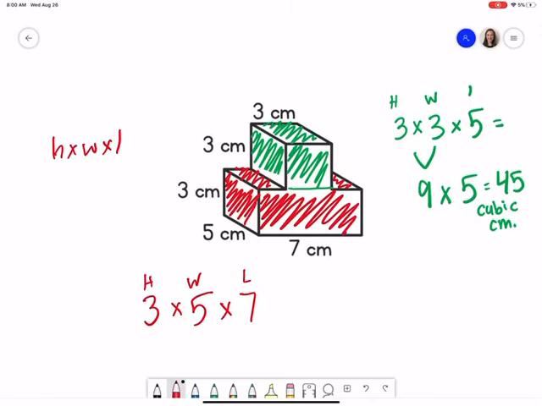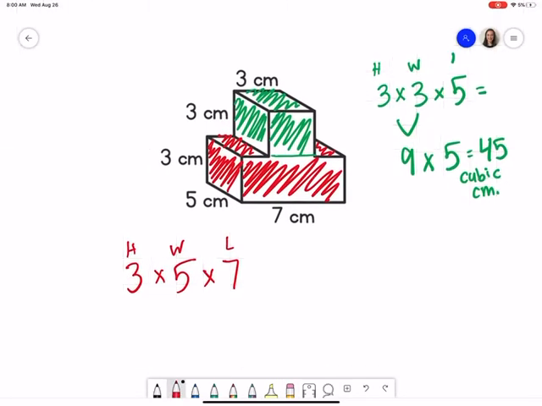So because of what we know about multiplication, it could go height times width times length. It could go length times width times height, which is what we have been doing. It could go height times length times width. Okay, it could be any of those. So we can switch up the order that we do it in. We just need those 3 measurements. So let's go down here.